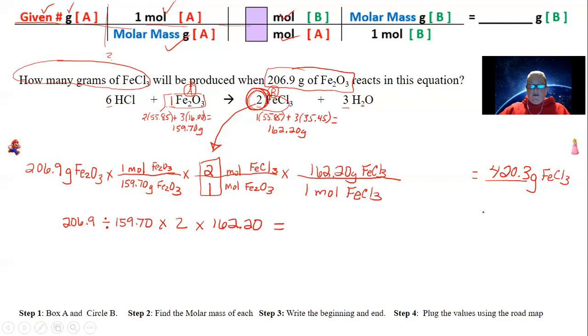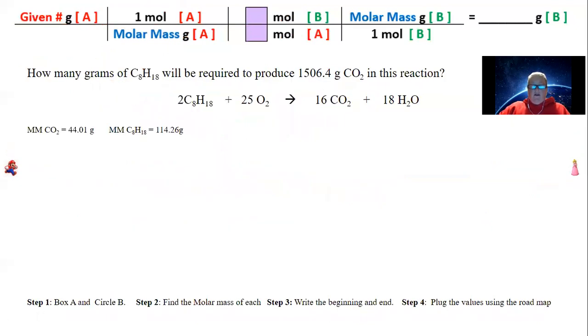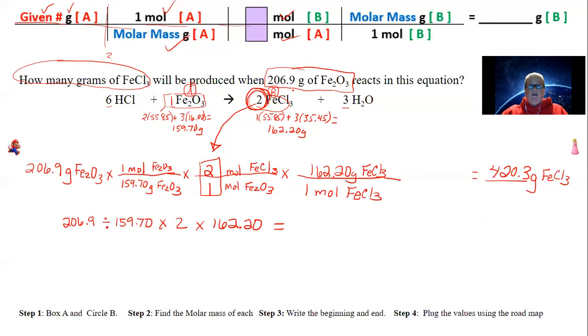So the next slide is another problem. How many grams of C8H18 will be required to produce 1506.4 grams of CO2 in this reaction? One thing I want to point out on this slide is in this problem, my A happened to be on this side and my B happened to be on this side. And it's not always going to be the case.